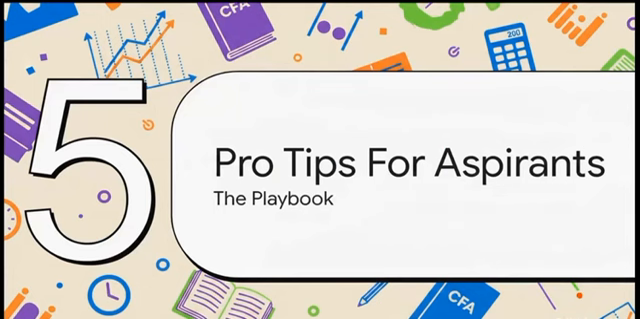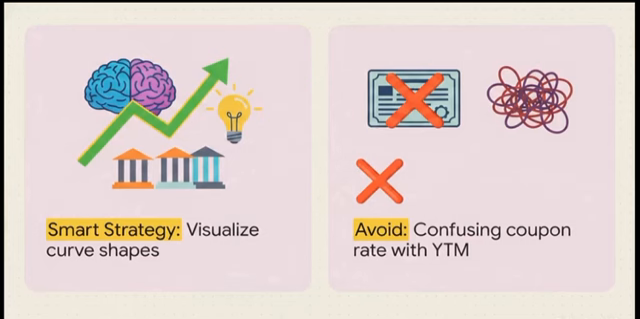Let's bring it home with Section 5, Pro Tips for Aspirants, the Playbook. Listen, when you're prepping for the exam, your smart strategy has to be visualizing these curve shapes and connecting them directly to macroeconomics. Make that mental link between shape and economy. On the flip side, avoid the classic rookie trap of confusing a bond's coupon rate with its YTM. They are definitely not the same thing. And whatever you do, don't ignore the economic interpretation. The math is just half the battle. The economic meaning is what they're actually going to test you on.